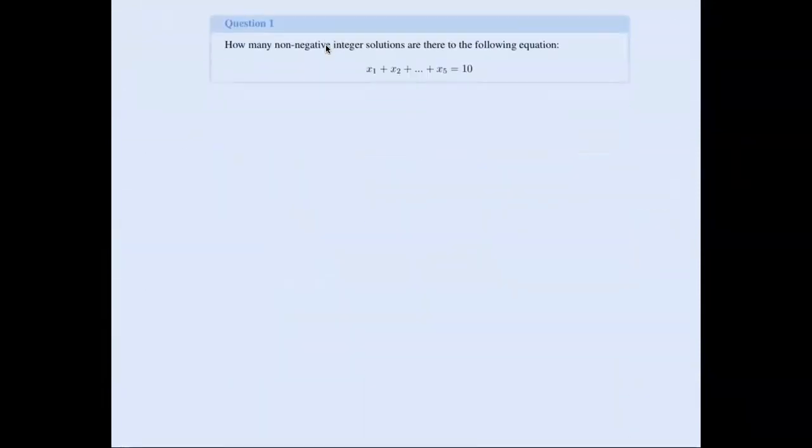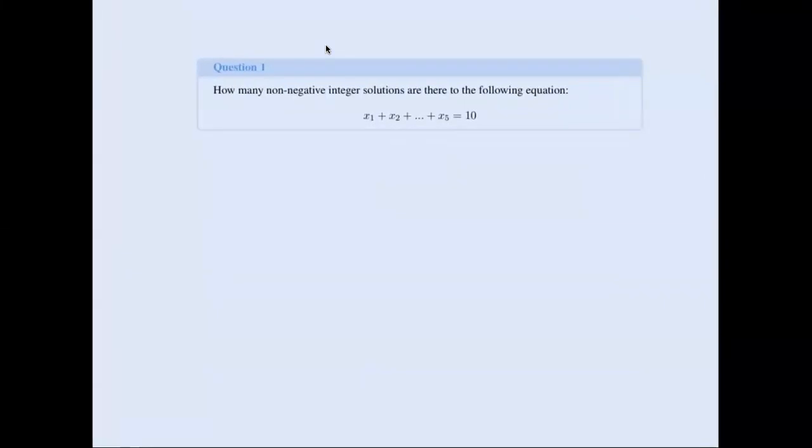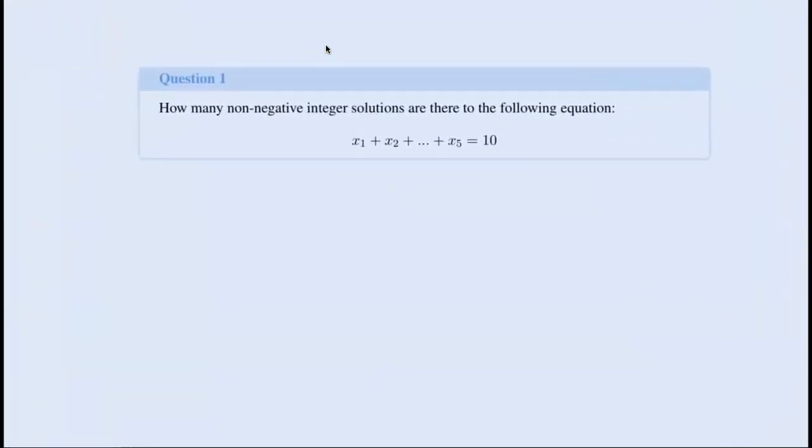Okay, so let's start with question 1. I will guide you through this, and then I will give you time to think about question 2, which is in a similar category of question, but it just has more restrictions. Okay, so here you want to find the number of non-negative integer solutions to this equation.